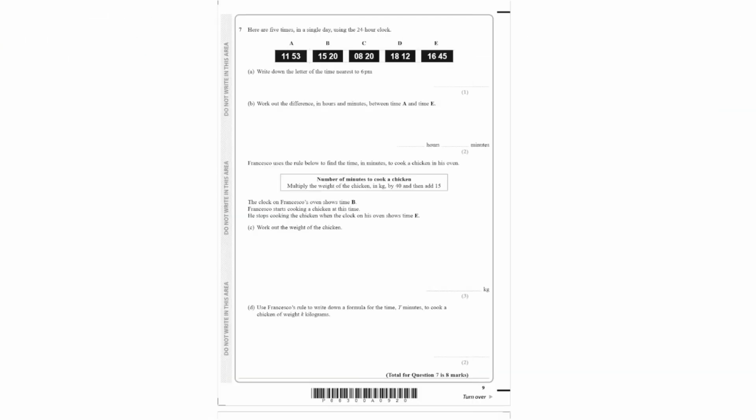Welcome back, Crammers, to question 7. Here are 5 times in a single day using the 24-hour clock. So this is in military time. Write down the letter of the time nearest to 6 p.m., which is 1800 in military time.